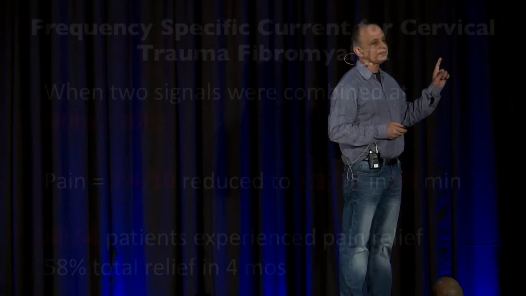So only one frequency combination works to reduce this kind of pain, and that is a combination of 40 hertz and 10 hertz. It turns out that 40 hertz is a very significant frequency in the brain and the body, as we shall see later.